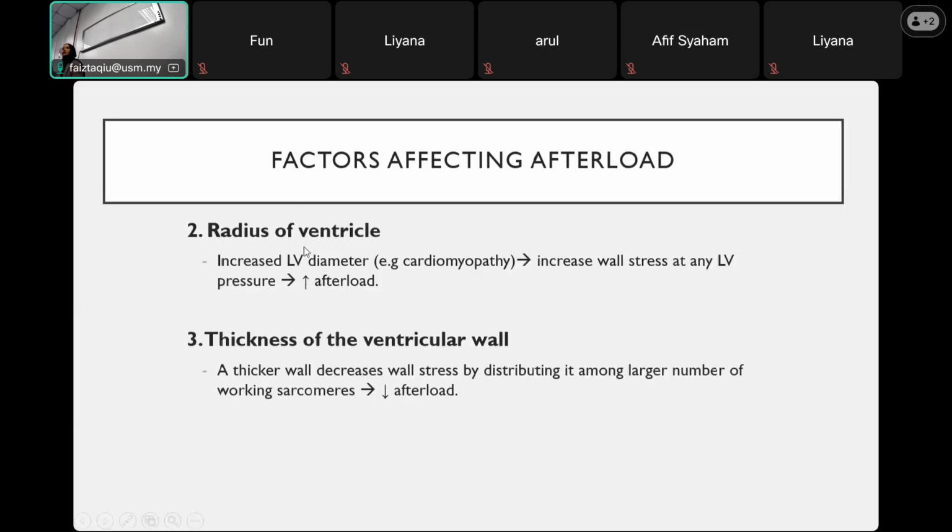Other factors that affect afterload, from the Laplace law, are the radius of the ventricle. An increase of the left ventricular radius increases the wall stress at any left ventricular pressure and subsequently increases afterload. Also by the Laplace law, the wall stress is inversely proportional to the thickness of the ventricular wall. So a thicker wall decreases the wall stress by distributing it among a larger number of working sarcomeres, and this will decrease the afterload.